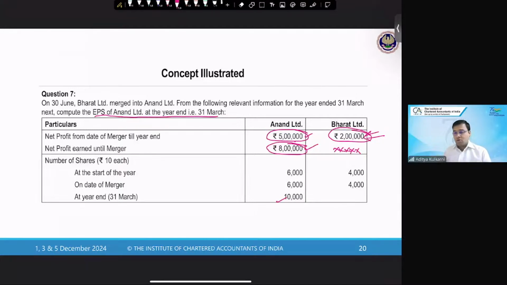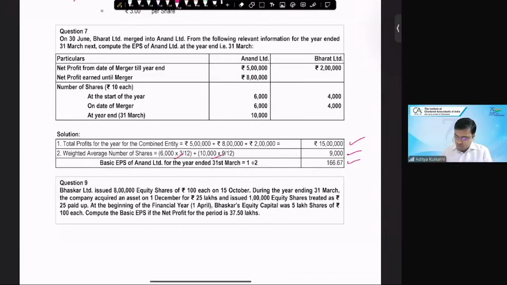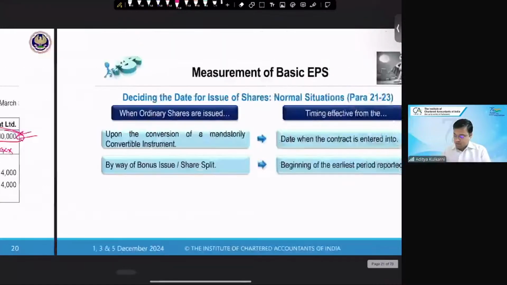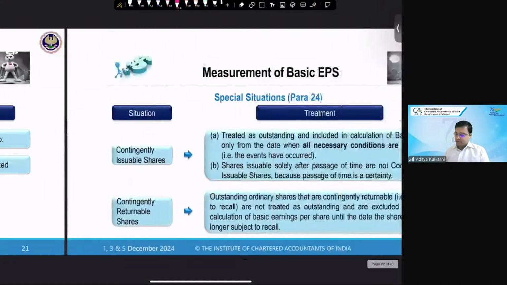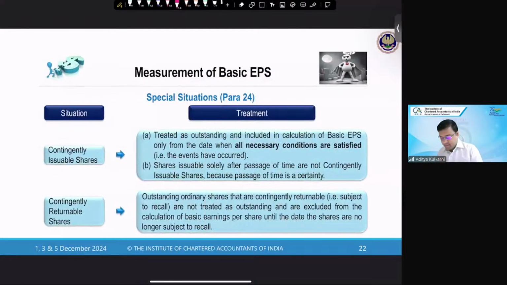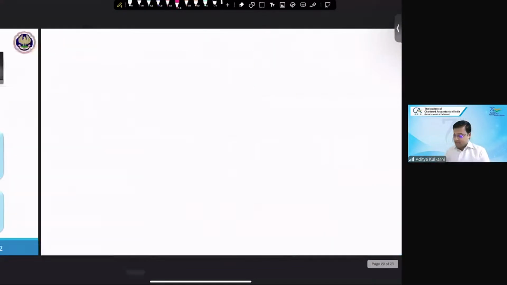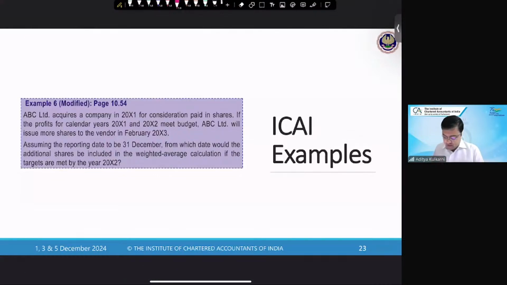All right, so let us continue. Okay, so this is done. Conversion of a mandatorily convertible instrument, the date is when the contract is entered into. Bonus issue or share split is something which we will be doing separately. Contingently issuable and returnable shares, we will see this later on.